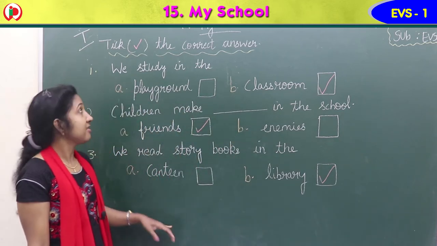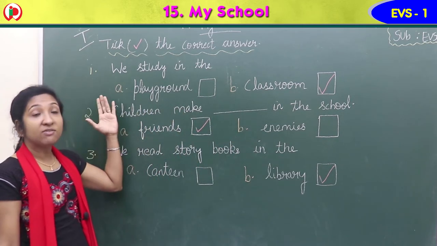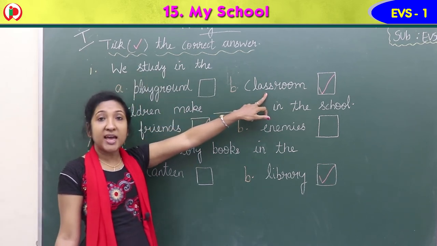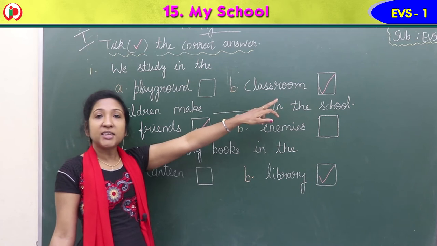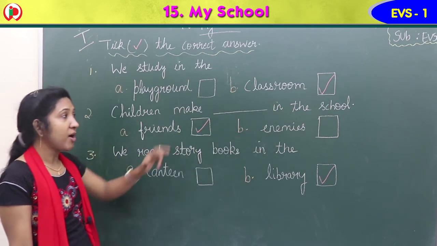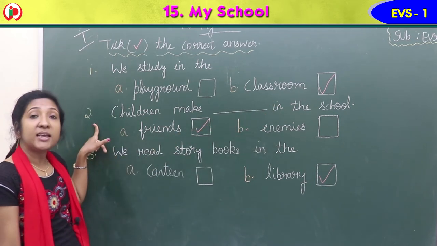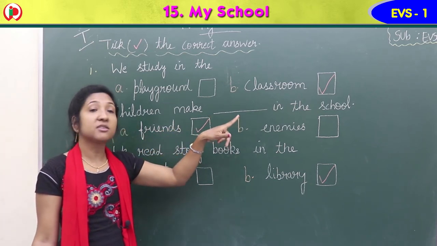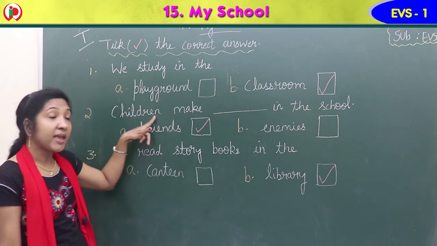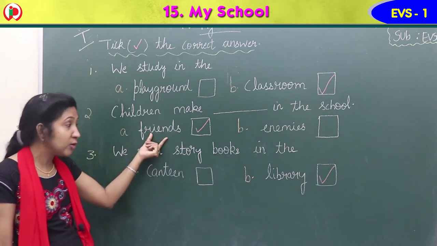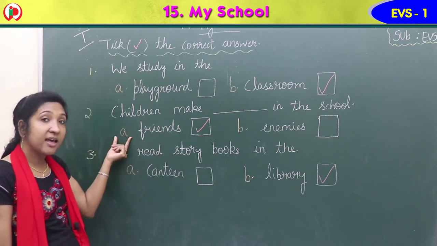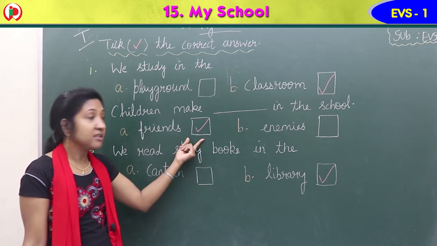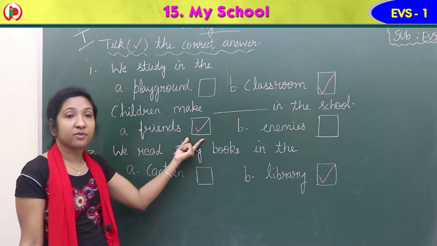So first question, we study in the classroom. Option B is the correct answer. Give the tick mark there in the square box. Second question, children make dash in the school. Children make friends in the school. Option A is the correct answer. So give a tick in the square box here.